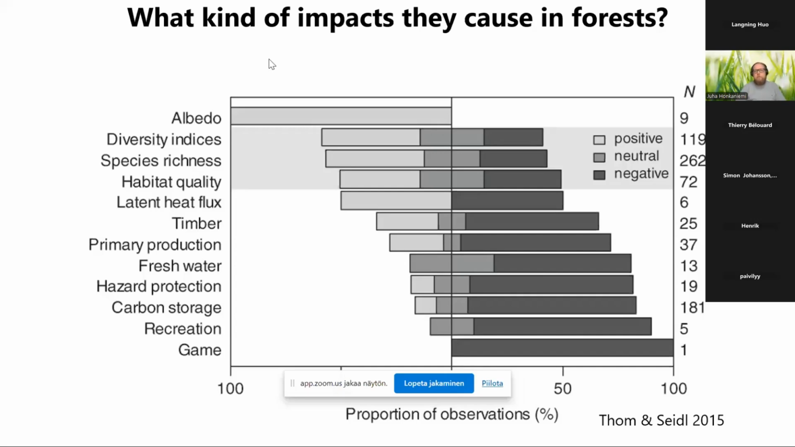So what kind of impacts do these different natural disturbances cause in forests? They can be either positive, neutral, or negative. In general, the positive effects are related to changes in albedo, as well as usually more positive impacts on biodiversity. Whereas if we look at other ecosystem services such as timber, primary production or carbon storage, the disturbance impacts are most often negative.